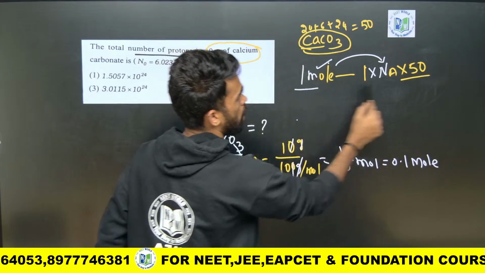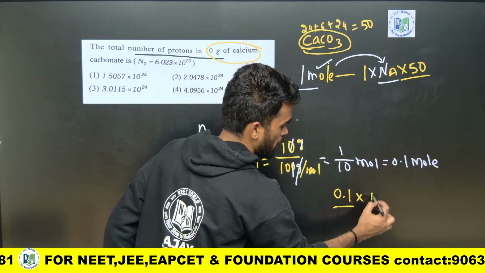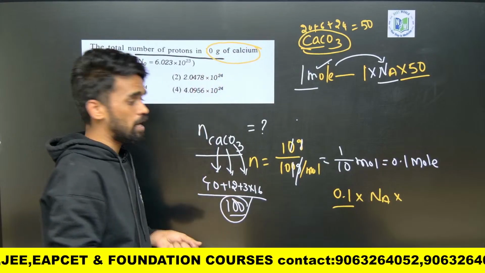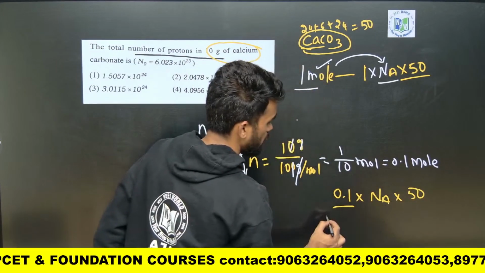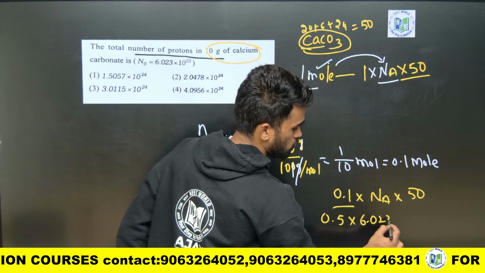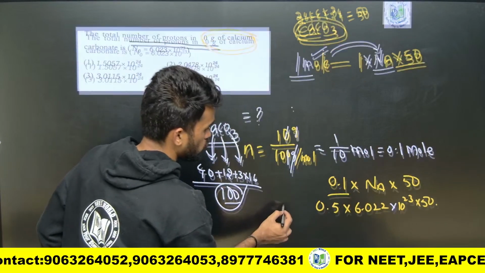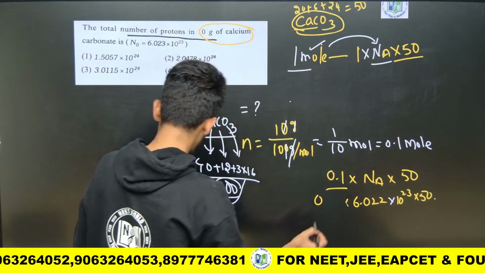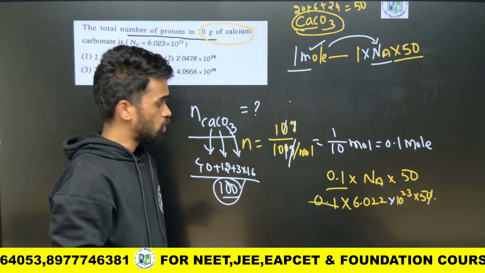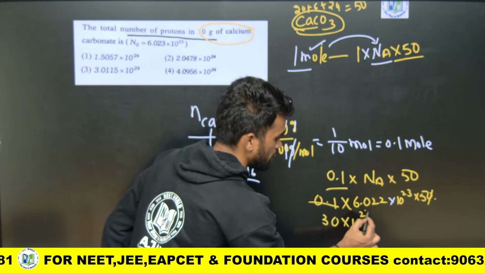In 1 mole we know Avogadro number of particles are there. In 0.1 mole, multiply 0.1 into Avogadro number, into the number of protons in one formula unit, which is 50. So with NA meaning Avogadro number, it is 0.1 into 6.022 into 10 power 23 into 50. This is your answer. Now look here, 0.1 into 50 is 5, and 5 into 6 is 30, so 30 into 10 power 23 will be our answer.